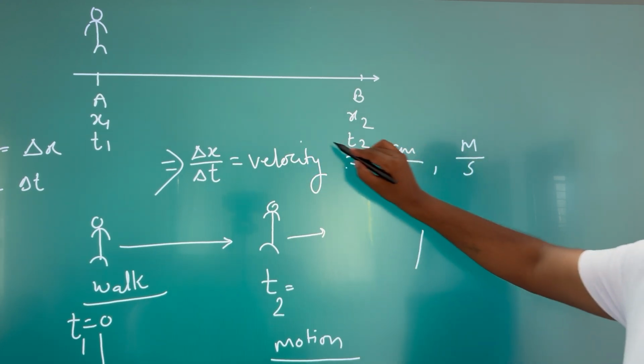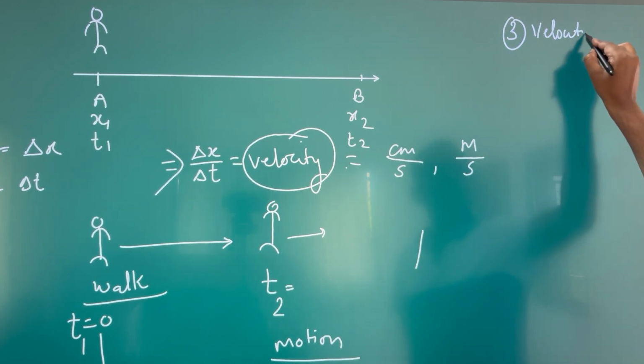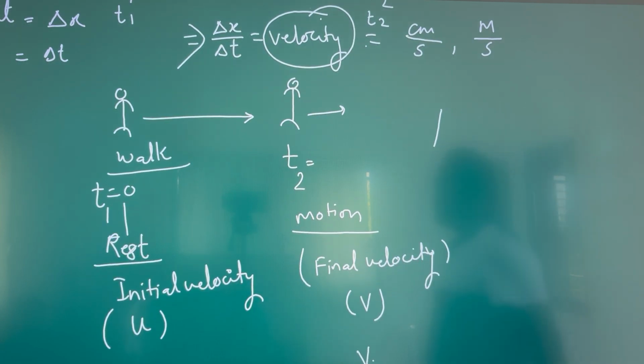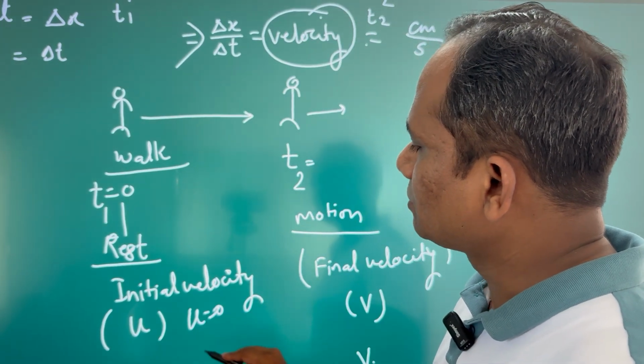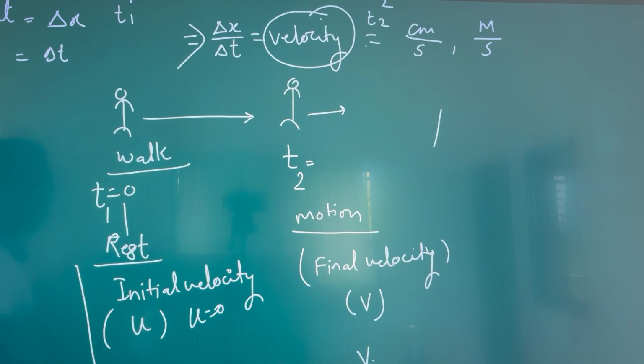The second and third most important terms are time and velocity. Here we wrote velocity. First was displacement, second was time, third was velocity. Now we saw that velocity has two: initial velocity and final velocity. Suppose a person is at rest, then initial velocity u equals 0. If the person is not at rest, then we cannot take u as 0. If the person is in motion, then we have to consider the value of u. Therefore u is the initial velocity and v is the final velocity. So we got two velocities, initial velocity and final velocity.